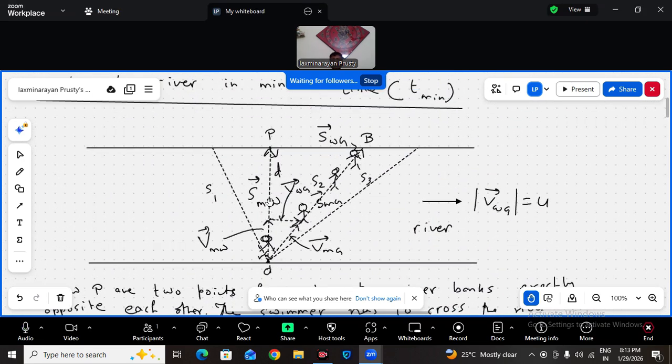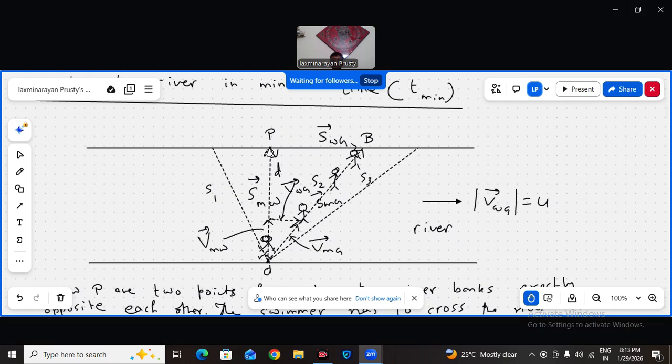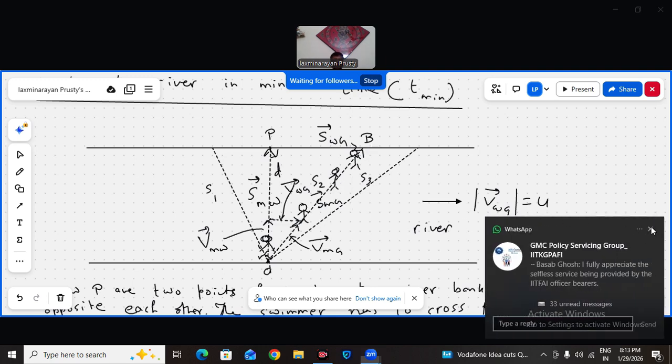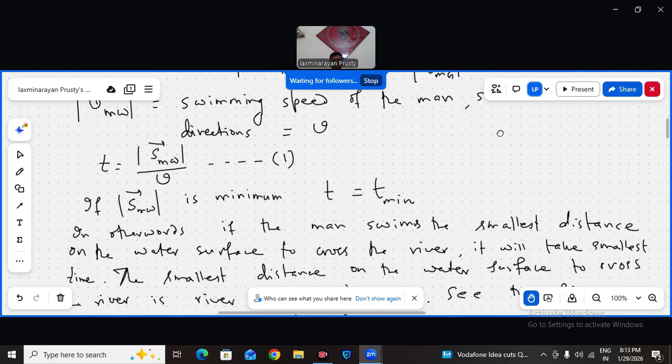SMW is this man with respect to water, traveling like this. SWG is the man's body which is drifted down due to the water stream velocity, and the man's displacement with respect to ground will be O to B. So OP bar plus PB bar will be OB bar. That is SMW bar plus SWG bar is SMG bar. So this is what we have seen. That's what I wrote here.